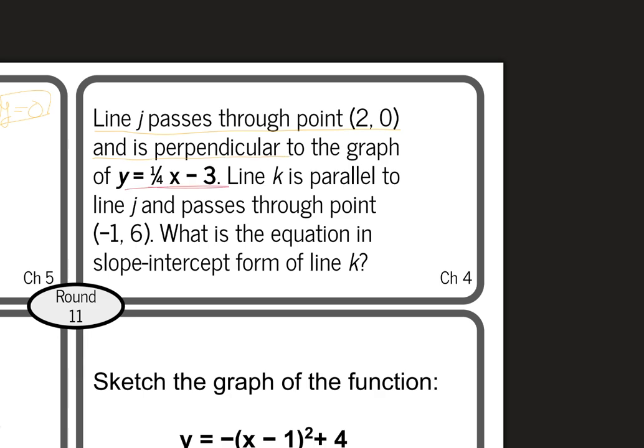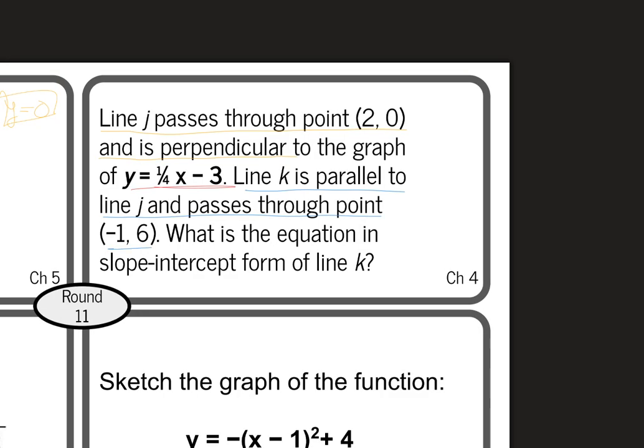And then there's this guy in the middle. And then it says line K is parallel to line J and passes through this point. What is the equation in slope-intercept form of line K? So we want the blue one. Well, when we are going to figure out any of this stuff, we're going to need a slope, especially if it's going to be in slope-intercept form.